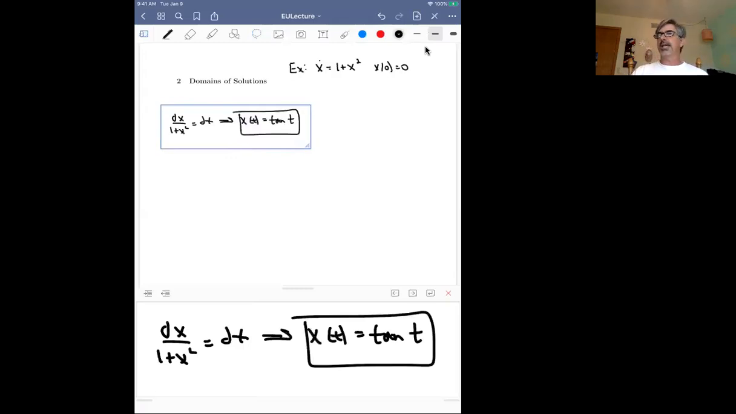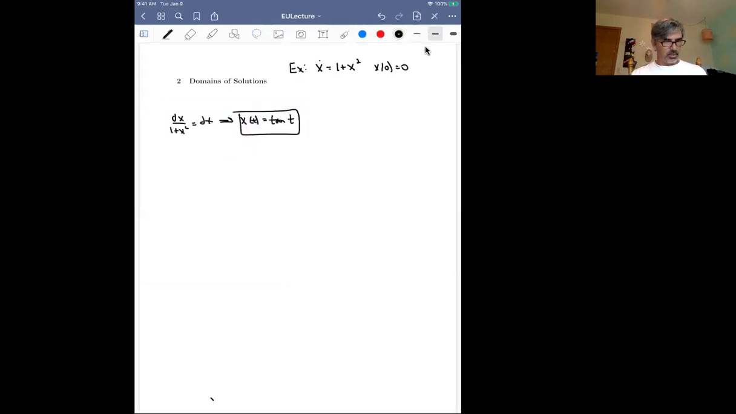The important thing about tangent is the graph of tangent. I'll do the best I can to draw this. I'm really bad at this. It looks like that.